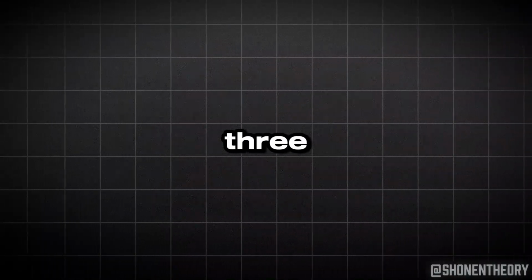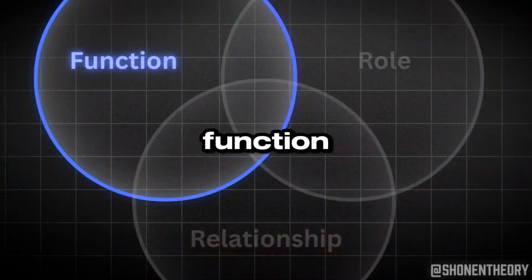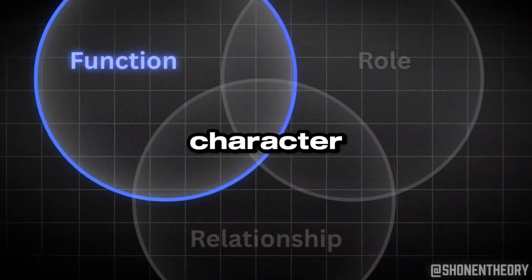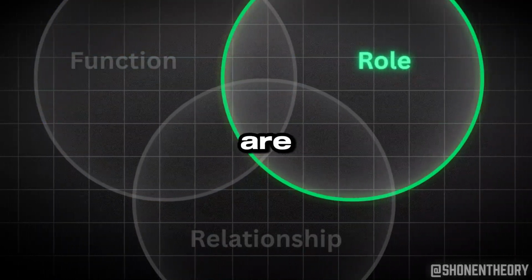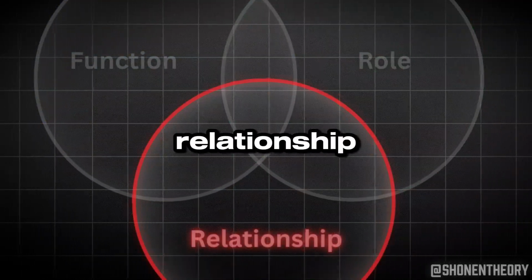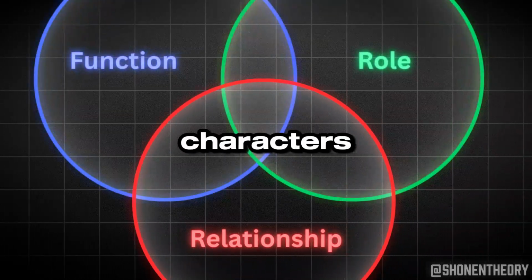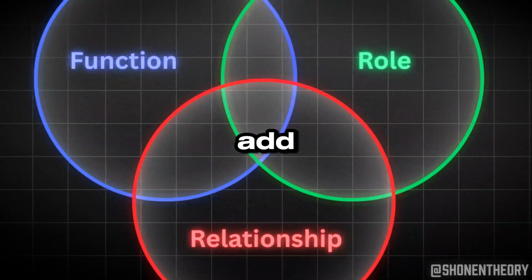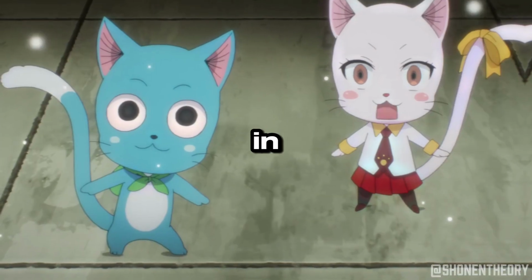This framework has 3 core elements: function, role, and relationship. The function refers to what actions a character takes in the story. The role refers to how important those actions are to the overall plot, and the relationship establishes how they are connected to the main character. Creating characters this way guarantees that they add to the plot and strips the fat off your story. Now let's go into each step in detail.